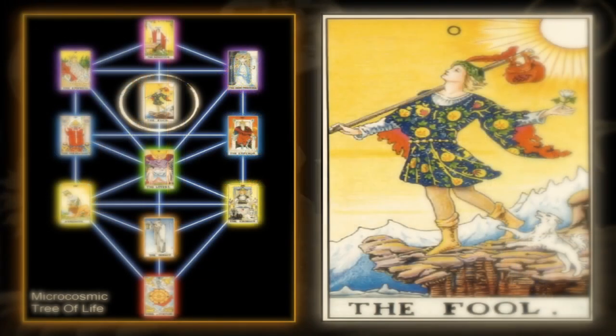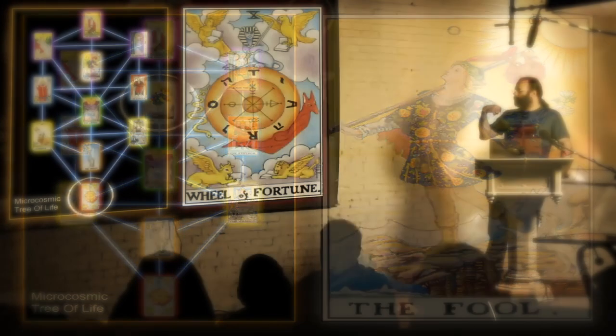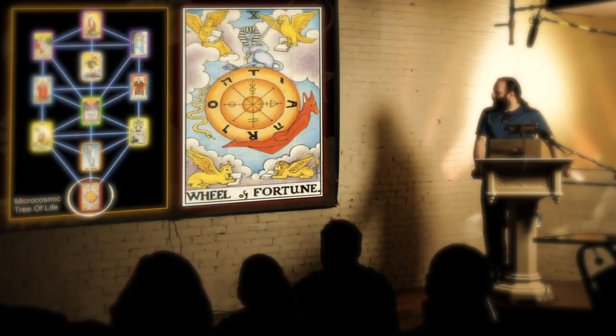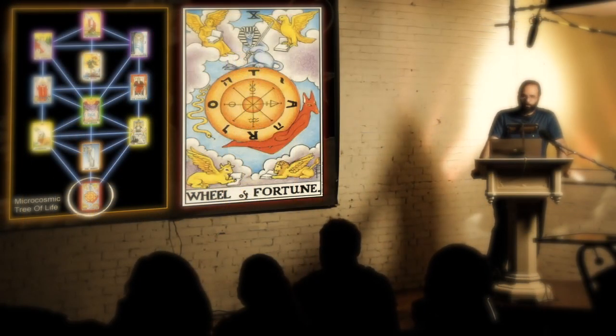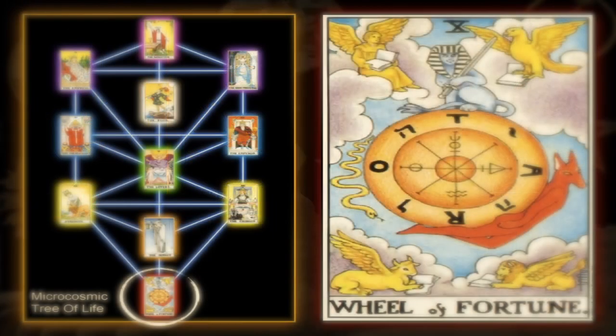And there I'm showing where the Fool is at the dot position. All right, now we're going to start at Malkuth. Let's go down to Malkuth, the bottom of the tree of life, at the Wheel of Fortune, card number 10.